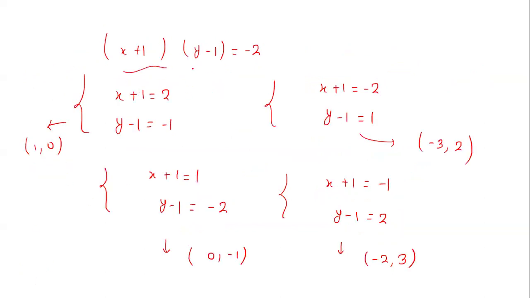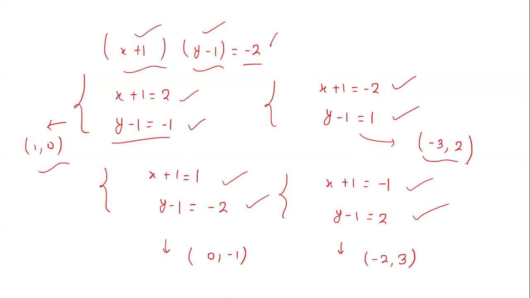Similarly you can solve for this equal to minus 2. Previously we solved for this equal to plus 2. Again this is an integer and this is an integer, so what are the different possibilities? x + 1 can be 2 and this can be minus 1, this can be minus 2 and this can be 1, this can be 1 and this minus 2, and this can be minus 1 and this 2. From here, if you solve, you get (1, 0). Here you get (−3, 2). Here you get (0, −1), and here you get (−2, −3). So four solutions from here.